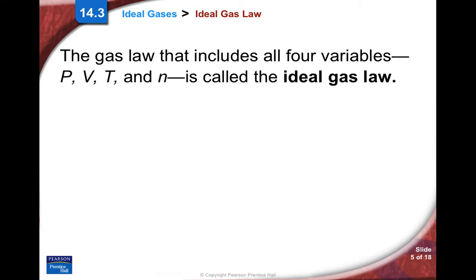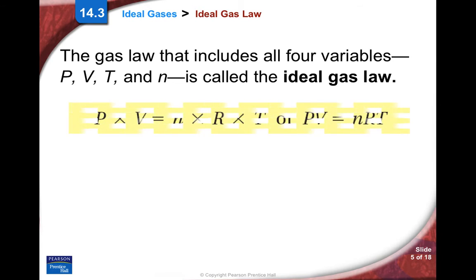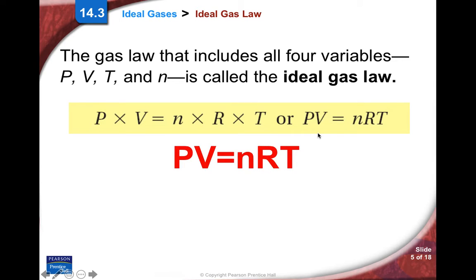The ideal gas law includes all four variables: pressure, volume, temperature, and number of moles. So the format for this, remember, this looks like Boyle's law. Temperature's over here, and then we're throwing in this mole thing, but now we got this other variable that we haven't talked about. So the ideal gas law is PV equals nRT. PV equals nRT. Rolls right off the tongue. It's really easy to remember.